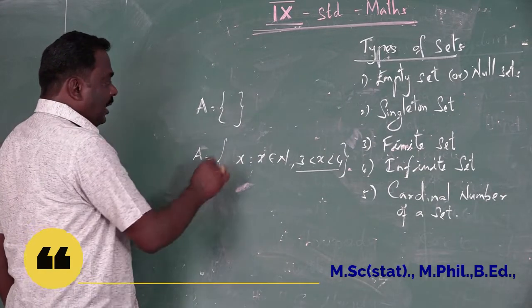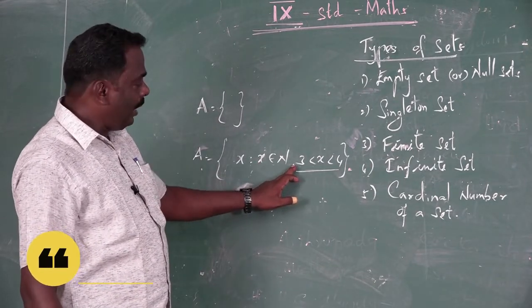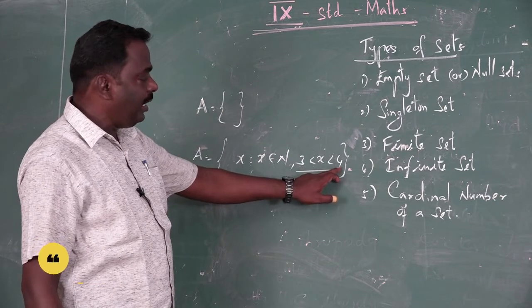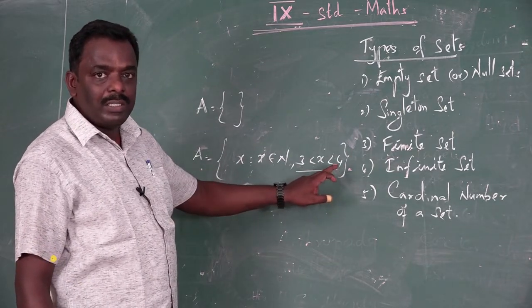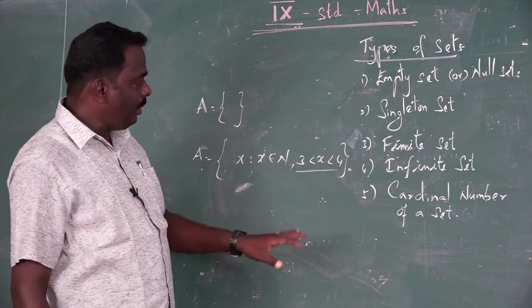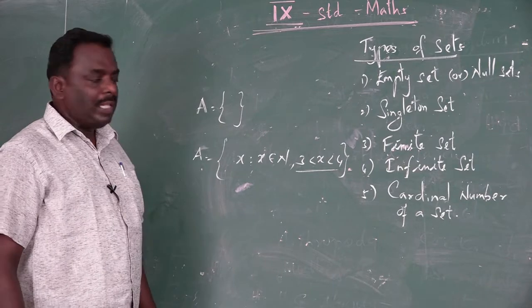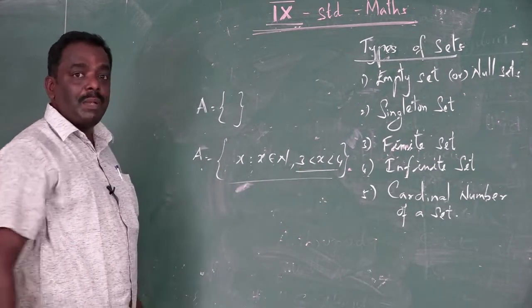So one example for an empty set is a number belonging to the natural numbers that lies between 3 and 4. There is no natural number between 3 and 4. Likewise, there are no integers between 3 and 4. Therefore, this is one example of an empty set.